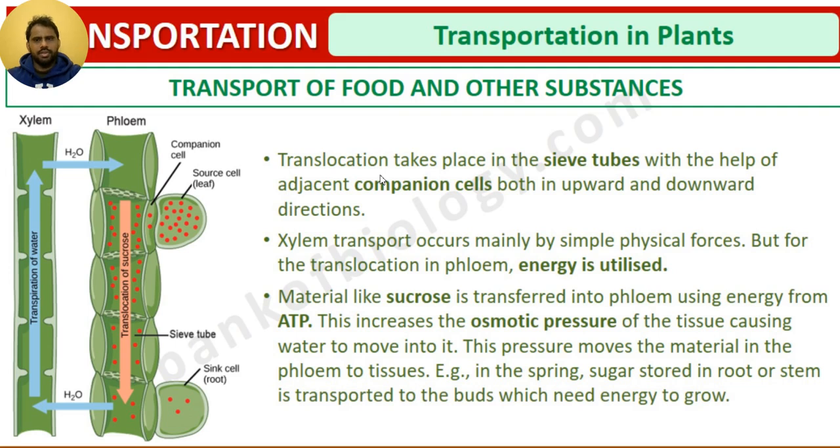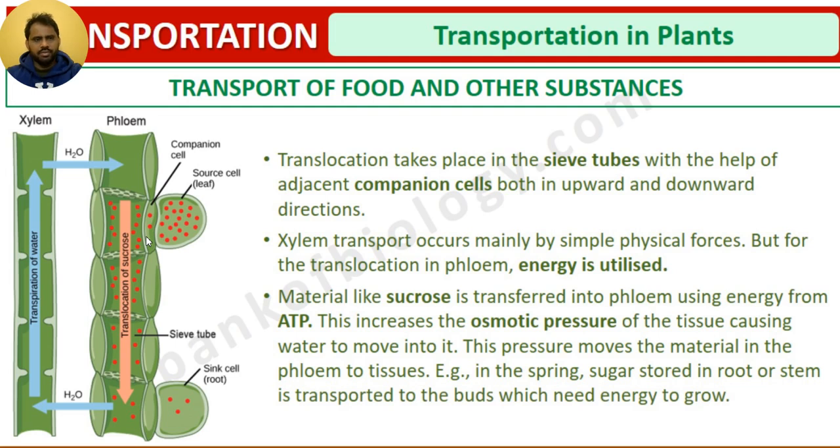Translocation takes place in the sieve tubes. There is something called a sieve tube in the plants, which works with the help of adjacent companion cells, both in upward and downward directions. Xylem transport occurs mainly by simple physical forces, but for translocation in phloem, energy is utilized. Material like sucrose is transferred into phloem using energy from ATP.